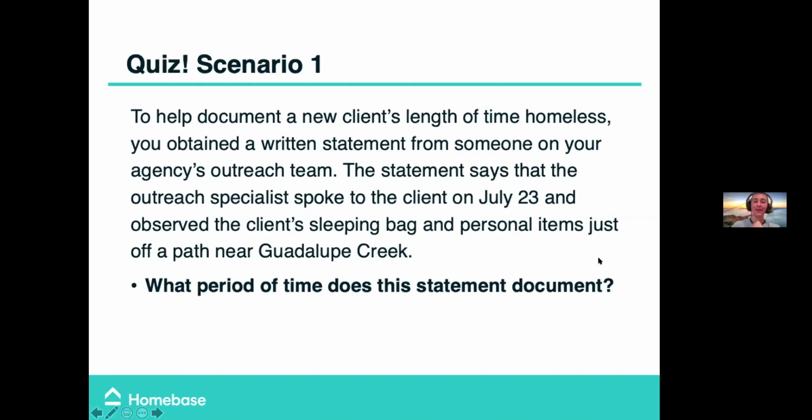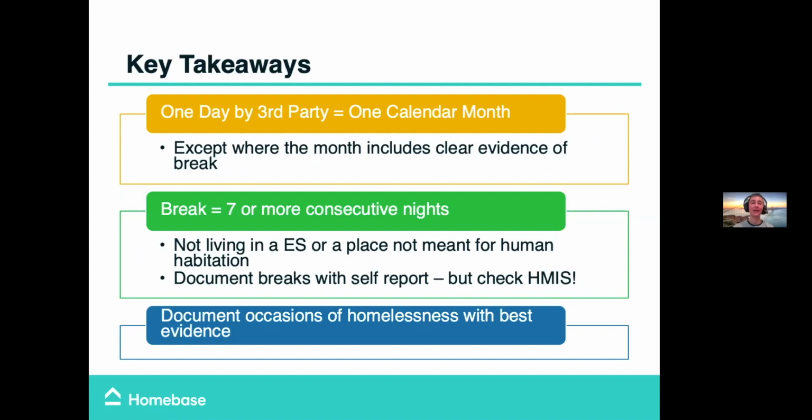Okay. Yes, we have a good mix of responses here. So I'm going to roll it back a couple slides, Nicole, to the first takeaway slide right there. This is a good example of where 1 day of third-party documentation can document 1 calendar month. You have third-party documentation of July 23rd. So the answer here is that it actually documents all of July, provided you don't have evidence in front of you of a break sometime during July, right? So when we say 1 day equals 1 month, that's the calendar month that that date is in. So whether it's July 23rd or July 2nd, it's going to document all of the calendar month of July.